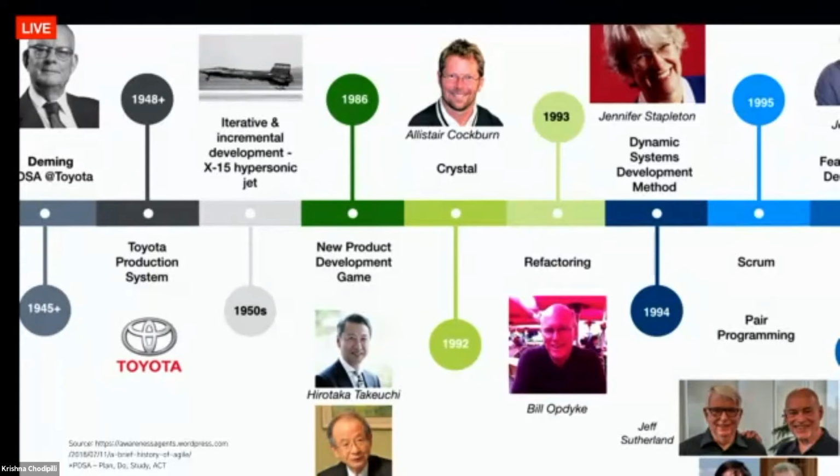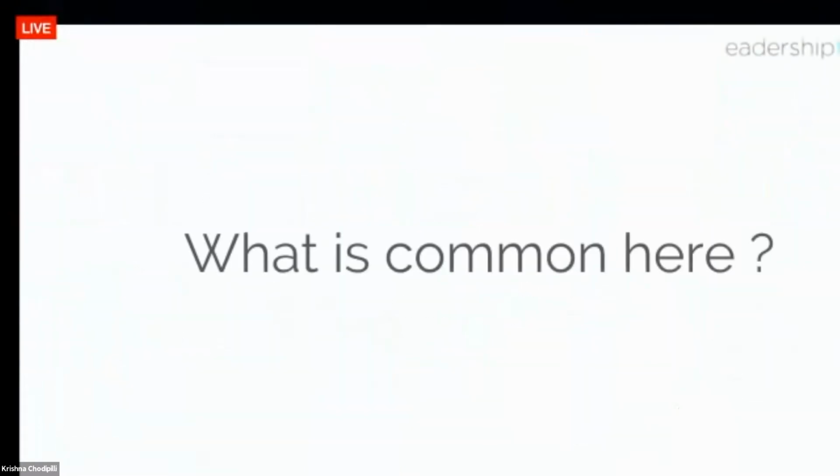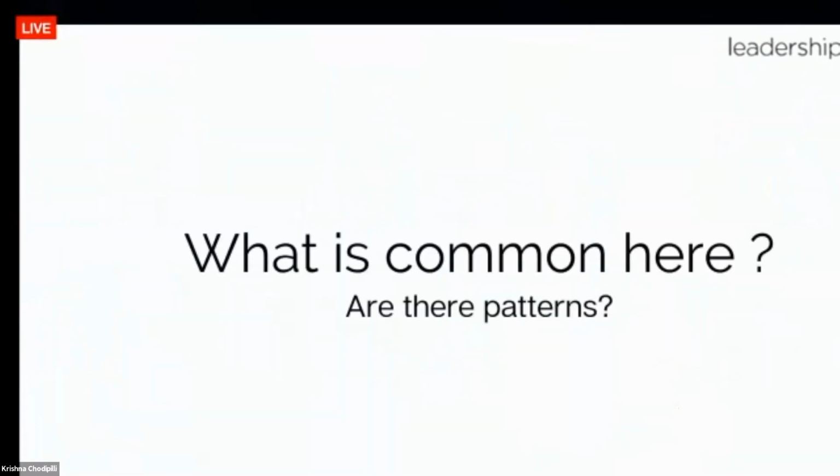So this is the history in a nutshell. Bringing it back, what is common here? Are there any patterns you observed before we even spoke about the Agile Manifesto or the values or the principles? If you found any patterns, please type them in the chat window.